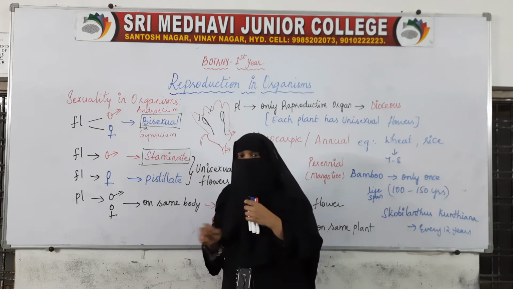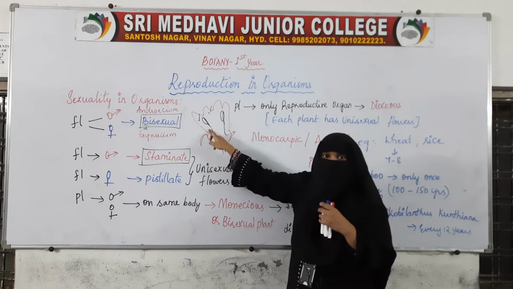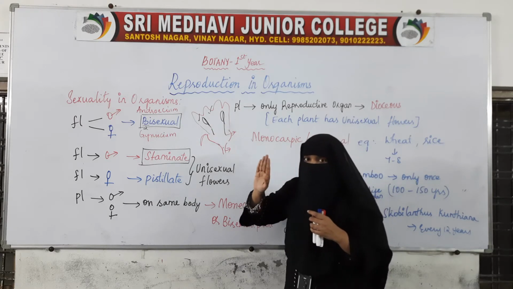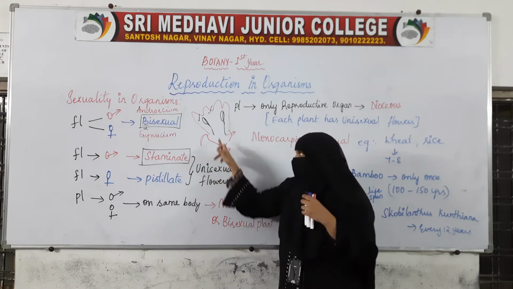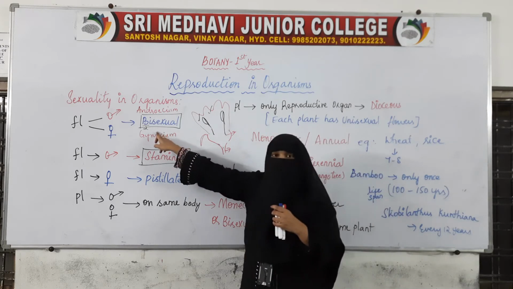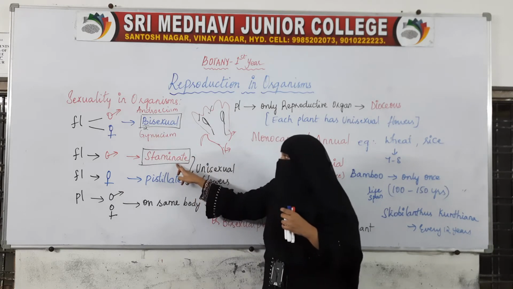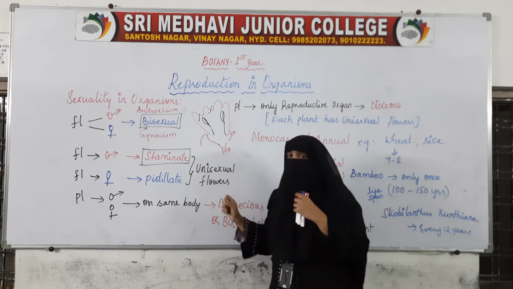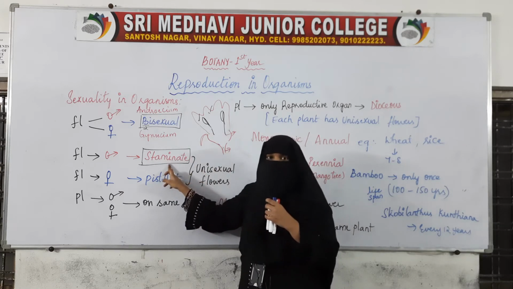It has only one reproductive organ, only the male sex organ. The female sex organ is not present. Then it is a unisexual flower. This flower is unisexual in terms of sexuality. If a flower has both the sexual organs, then it is bisexual. If a flower has only one sex organ, it is unisexual. In unisexual, if only the male part is present, then it is a staminate flower.